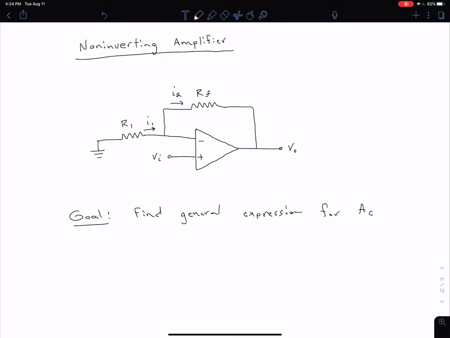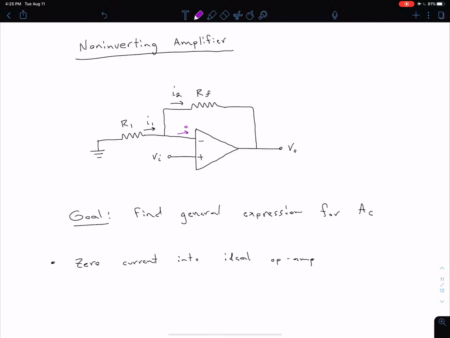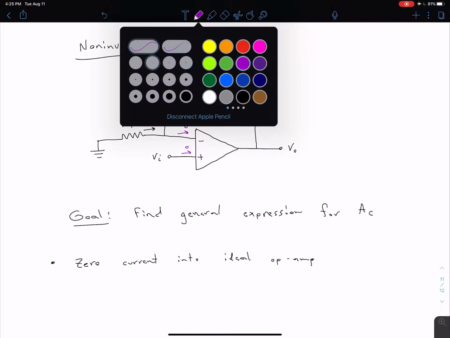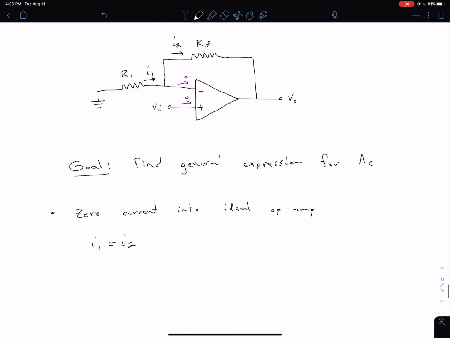So in order to analyze this, let's, again, like we've done before, start with our ideal op-amp properties. So we know we have zero current into our input terminals of the ideal op-amp. So let's come up here to our ideal op-amp and add what that looks like. So that means we're going to have zero current here, zero current here. So of course we can do a KCL at that node there, and we can see that I1 is going to equal I2.